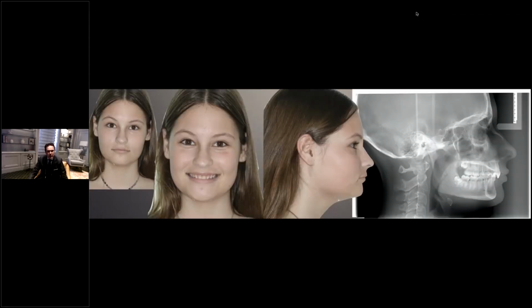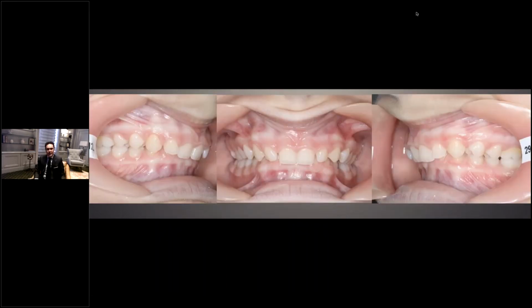And the question comes, okay, very interesting. This was a class 2 division 1, but what about class 2 division 2? Those cases that have deep bite, retroinclination of the incisors, the mandible is blocked back, the patient is retrusive. What can we do here? Well, this is the typical scenario of a complex class 2 division 2, with retrusion of the incisors, super deep bite, and blocked mandible. Those patients normally have a lot of temporal disorders, because the mandible is completely blocked.